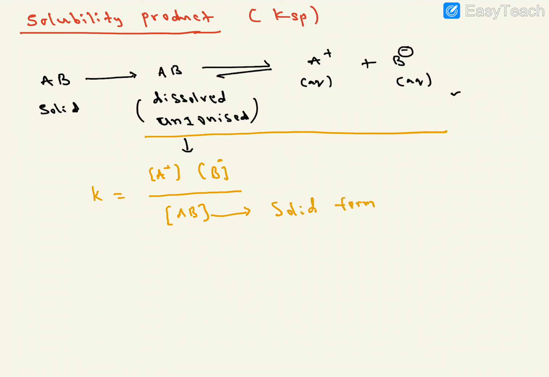So in solid form, the concentration remains constant. In solids we can't measure the concentrations. So the point is, for a pure solid substance, the concentration remains the same, constant, right? So this we can write here.